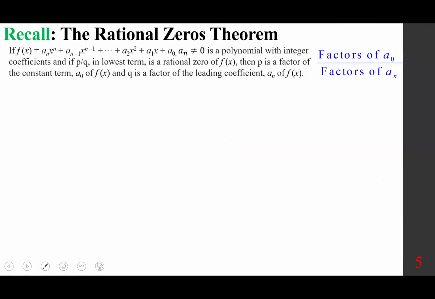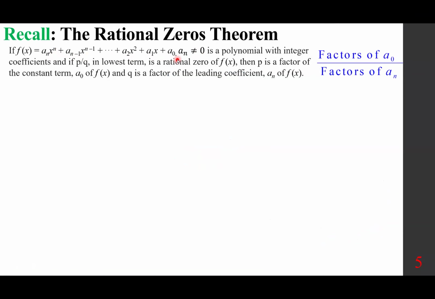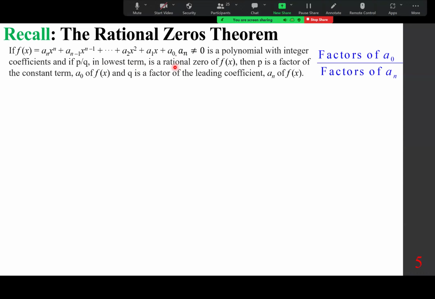The rational zero theorem. If f of x is a sub n x to the power of n plus a sub n minus 1 x to the power of n minus 1, all the way to a sub 0, which means it's a polynomial with integer coefficients, and if p over q in lowest terms is a rational zero of f of x, then p is a factor of the constant term a sub 0 of f of x, and q is a factor of the leading coefficient a sub n of f of x.